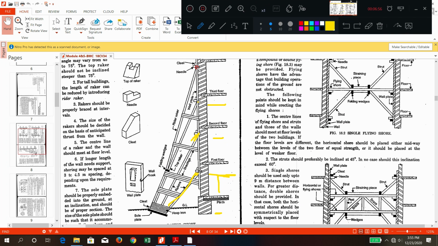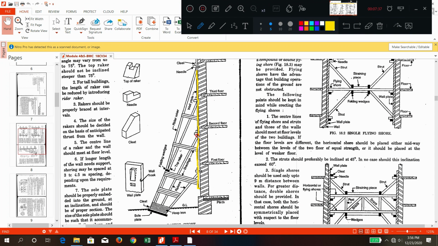So how are these fixed? There is one wall plate. Wall plate means a rectangular or flat member on the wall. Wherever the rackers are meeting the wall, in between the rackers and the wall you have a wall plate. Can you see this one? A thin plate, I am marking it in yellow color. This plate is called a wall plate, which is inserted between the rackers and the building wall.